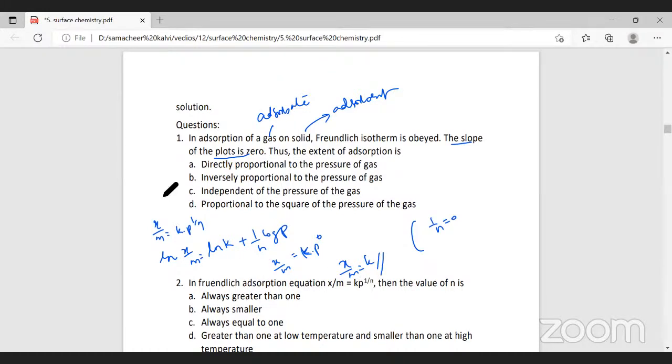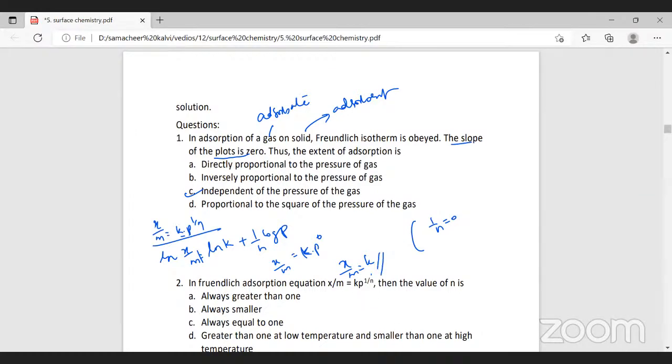Hence, we can say in adsorption of gas on the solid, Freundlich adsorption isotherm is obeyed, the slope of the plot is 0. Thus, the extent of adsorption is independent of pressure of the gas. It does not depend on the pressure because it becomes p to the power 0, as 1/n is 0. So directly, instead of taking log, we can write x/m = k p^0. So it becomes x/m = k, independent of the pressure of the gas.